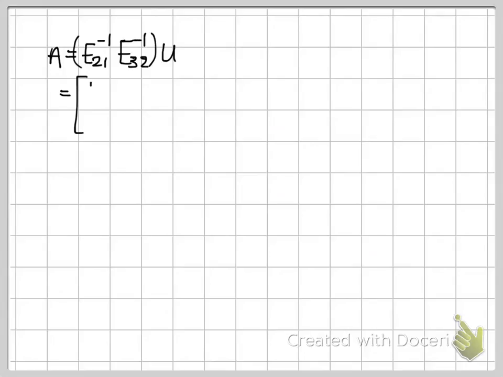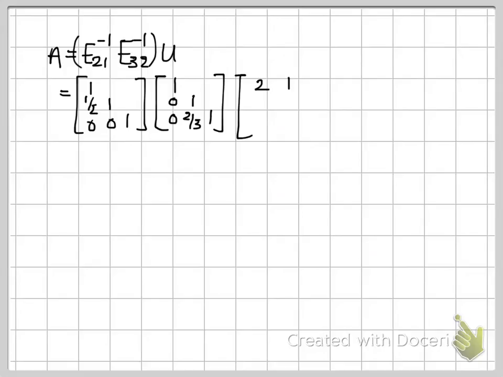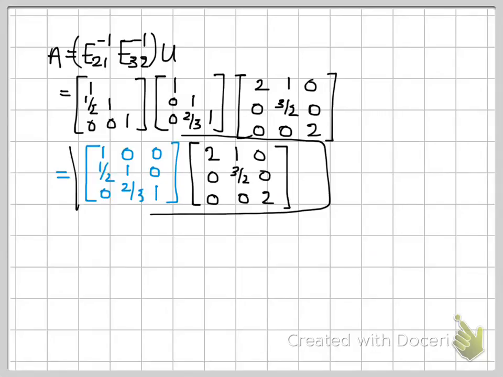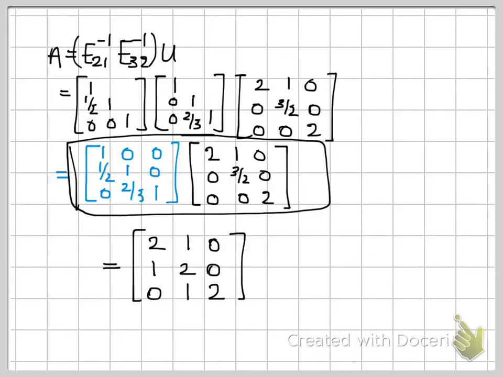So again, this is what we have. Here's the inverse of those two matrices, and if I multiply them, this is what I get. Alright, so there's my answer, and you can check if you multiply these two matrices together, that does in fact give you A back. So again, L is this matrix in blue, and U is the matrix here in black.